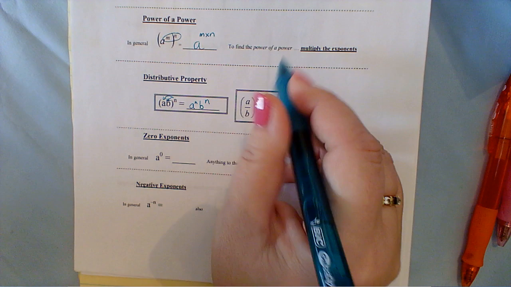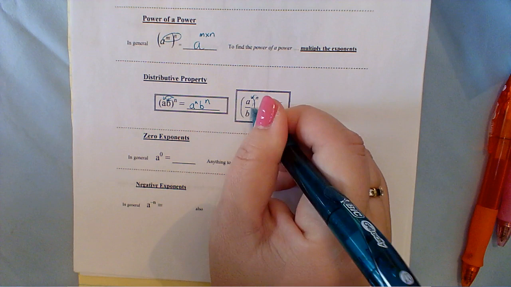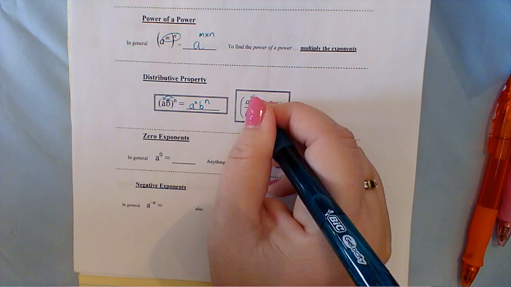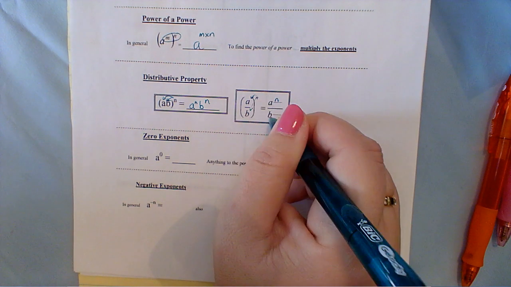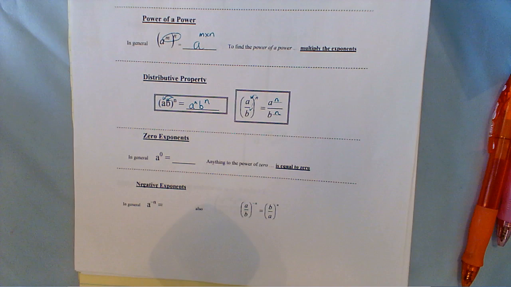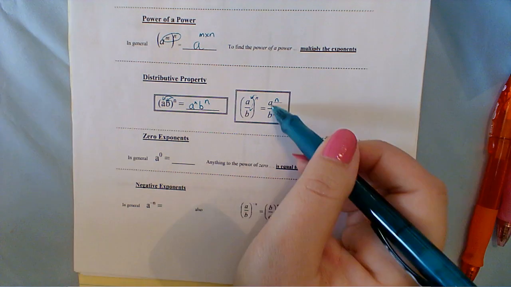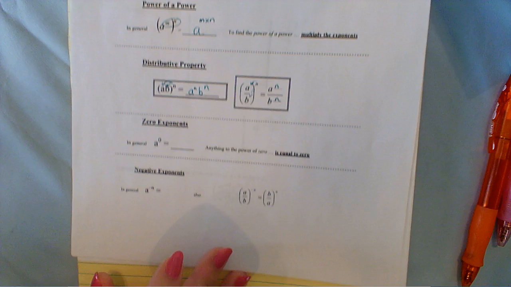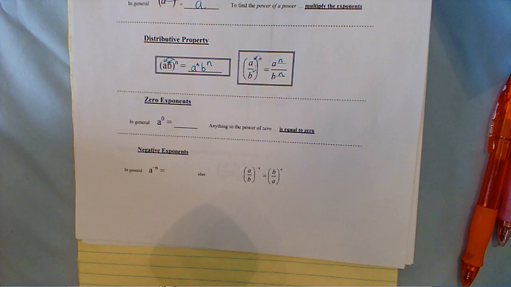Because they were both in the bracket, a gets the power of n on it, but b also gets the power of n on it. Now, again, these are different bases, so you can't combine them, but you can distribute the overall exponent.